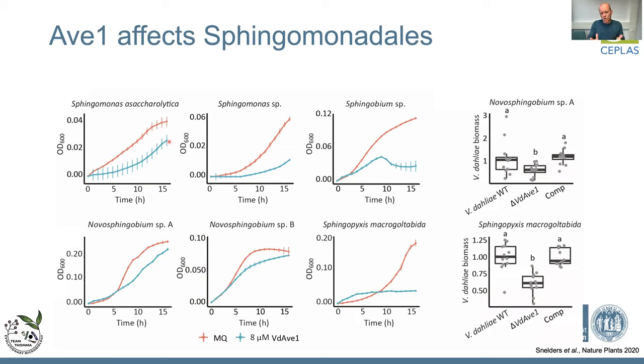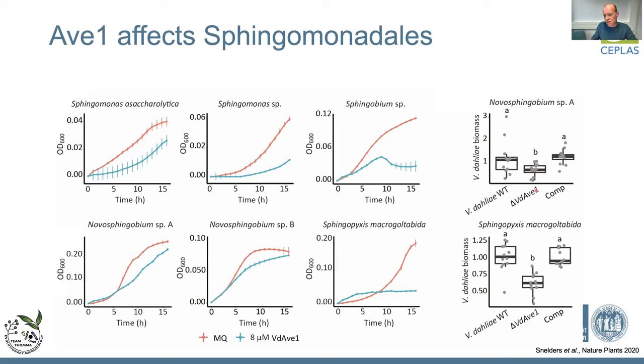So then, okay, it seems that Verticillium can exploit this effector protein in order to suppress these bacteria, but what could be the relevance of this? And one of the assays we did is shown here. It is, again, in vitro, but now we did a competition assay, a co-cultivation assay. And then we measured the amount of Verticillium biomass in this competition assay.